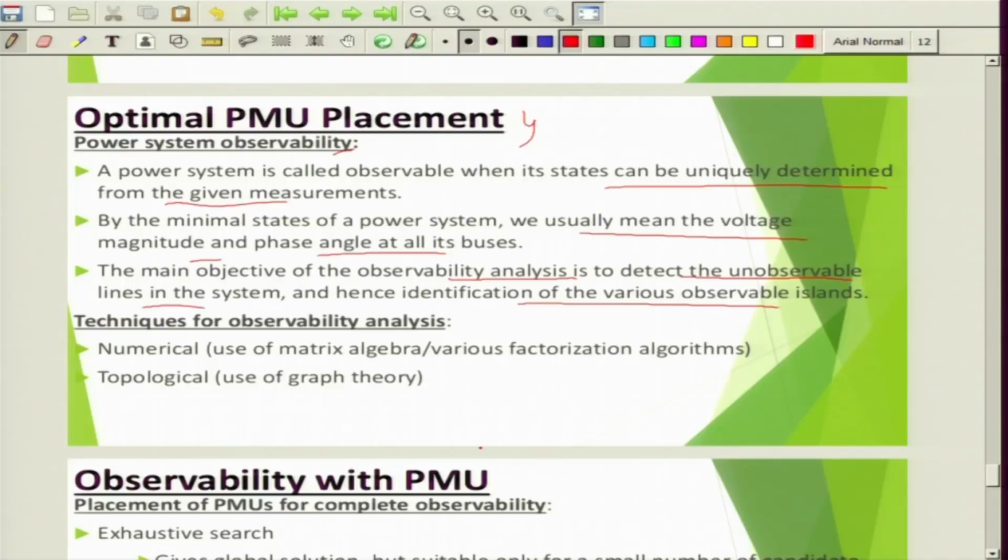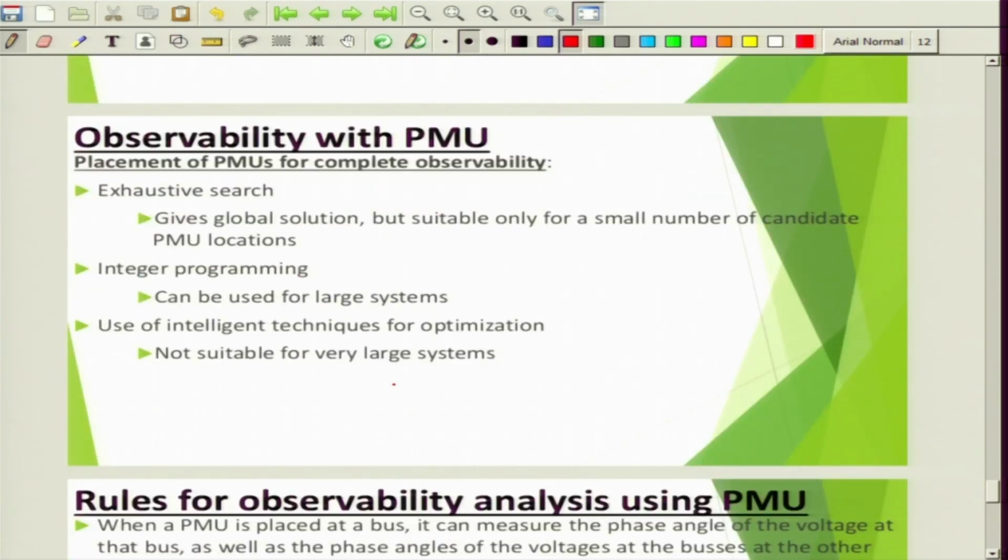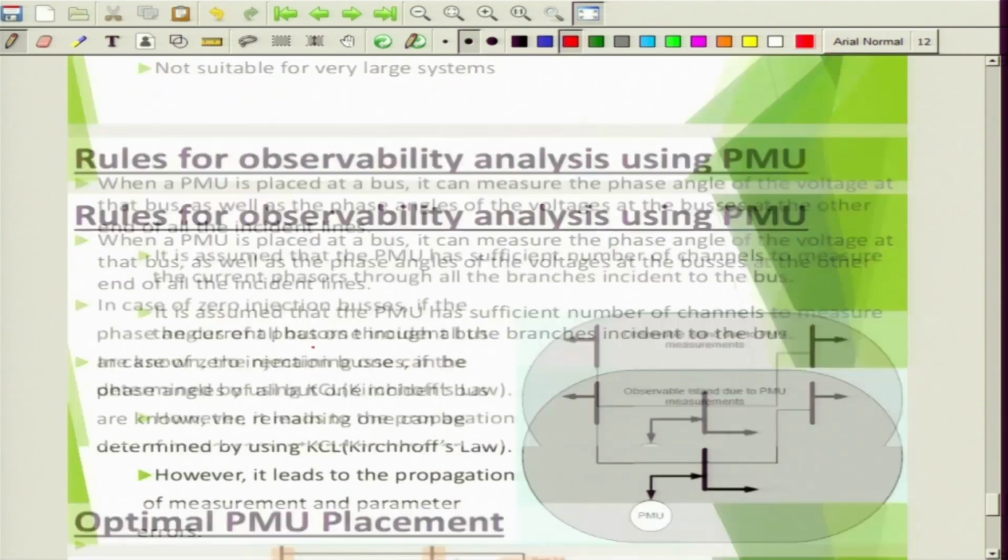So what are the techniques for observability analysis? There are two approaches: numerical and topological. Numerical uses matrix algebra or various factorization algorithms, and topological is done with the help of graph theory. For placement of PMUs for complete observability, one is exhaustive search, which gives a global solution but is suitable only for a small number of candidate PMU locations. There is also integer programming, which can be used for large power systems, and intelligent techniques for optimization, which are not so suitable for very large systems.